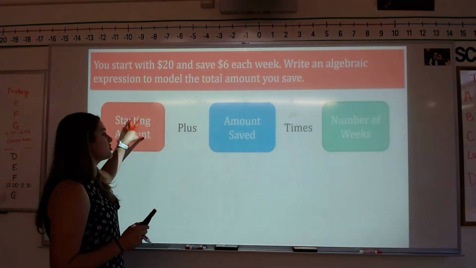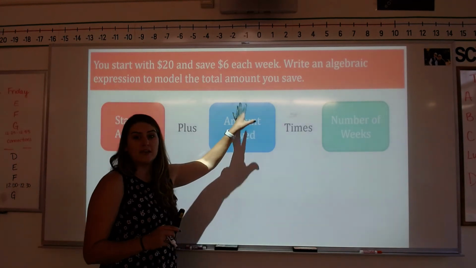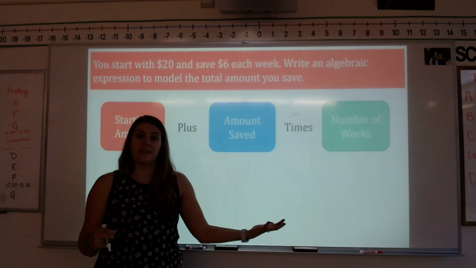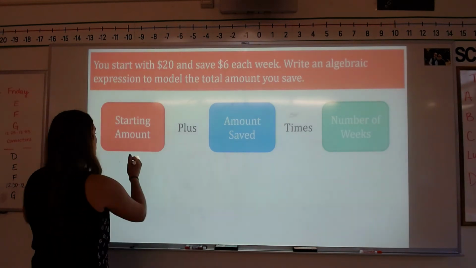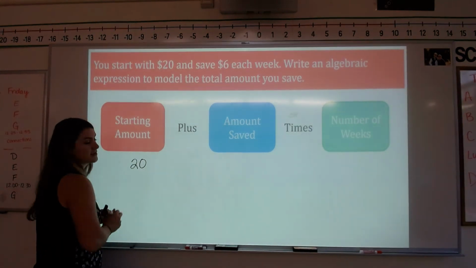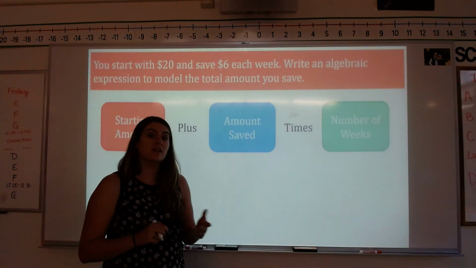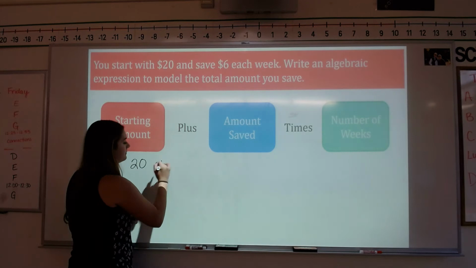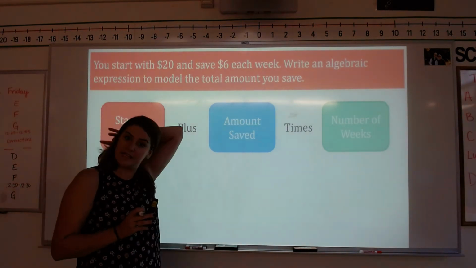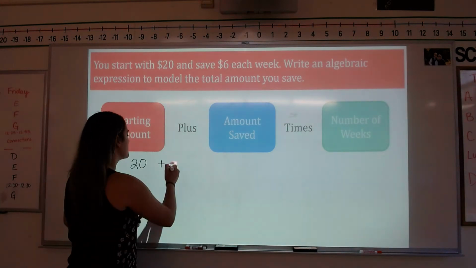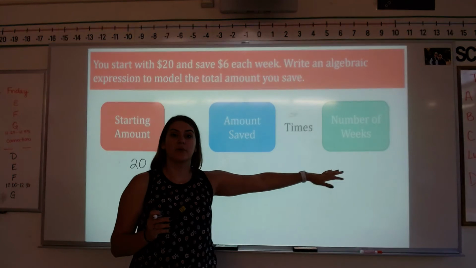So you have your starting amount, and then you're going to add to that the amount you saved times the number of weeks that you're saving. We know our starting amount. They tell us that in the problem, so we know that this is $20. We're going to be adding to it the amount that we save each week, so I'm going to insert a plus sign. We know the amount that we're saving. They tell us that we save $6 each week, so I'm going to put 6. We're going to multiply that by the number of weeks.